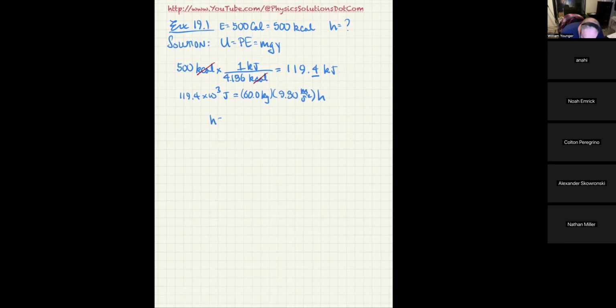So I can go ahead and solve for h by taking 119.4 times 1,000. And I'm going to divide that by parentheses 60 times 9.8, close parentheses. And that gives me, in fact, 200. Yeah, this was right. 203.1 meters. So that's the actual height. That's not what I expected to get, though.